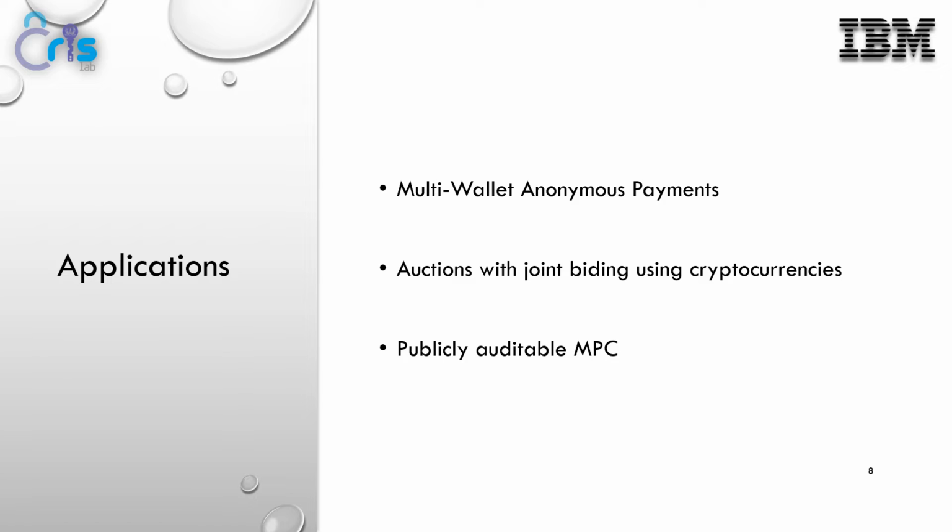Another application is publicly auditable MPC, or multi-party computation. MPC is a tool that allows multiple parties to privately evaluate functions on their private inputs. For a standard MPC, if all the computational parties are corrupt, then neither privacy nor correctness is guaranteed. But publicly auditable MPC ensures correctness even if all the parties are corrupt. We can achieve this using DPZK, where all the computational parties jointly prove that they did the computation correctly.